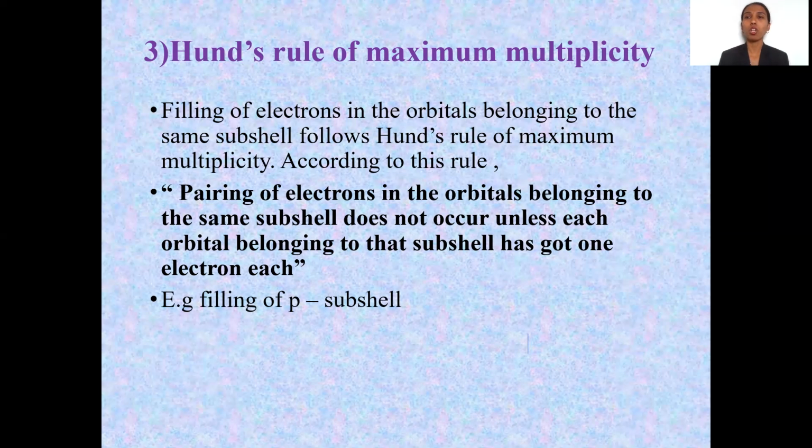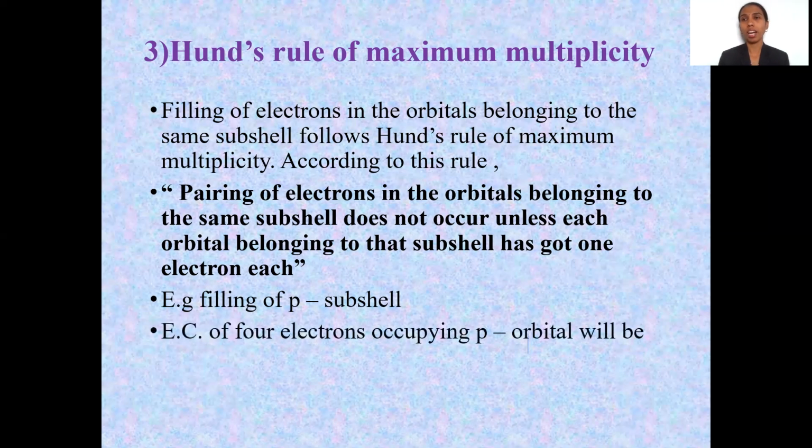If we consider the filling of p subshell, now p subshell means orbitals are 3. The p subshell will contain 3 orbitals. Now suppose we have considered an atom in which 4 electrons are there. Now how are we going to fill these 4 electrons?